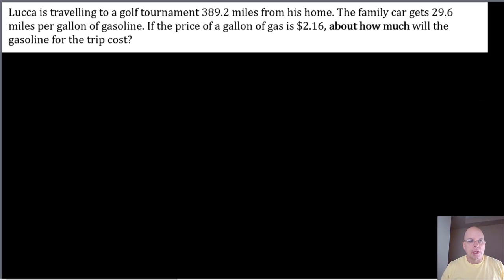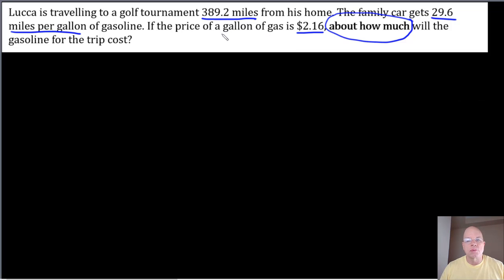Today we began our first unit on decimal and integer operations, and on tonight's assignment we're practicing estimation. We did a little bit of estimation on the last assignment as well. On the back of your assignment you'll see this problem. Luca is traveling to a golf tournament 389 2/10 miles from his home. The family car gets 29 6/10 miles per gallon of gasoline. If the price of a gallon of gas is $2.16, about how much will the gasoline for the trip cost? So we're estimating the cost of this trip based on this price per gallon of gas.